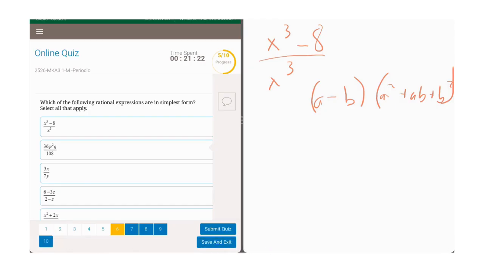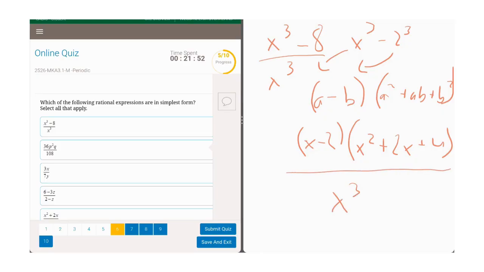And then you can change the values. Since this is x cubed minus 8, it's x cubed minus 2 cubed. So x will be a and 2 will be b. So x minus 2 into x squared plus 2x plus 4, all of this over x cubed. Even after factoring, we can't find anything that we can simplify x cubed with. So that means this expression is in simplest form.